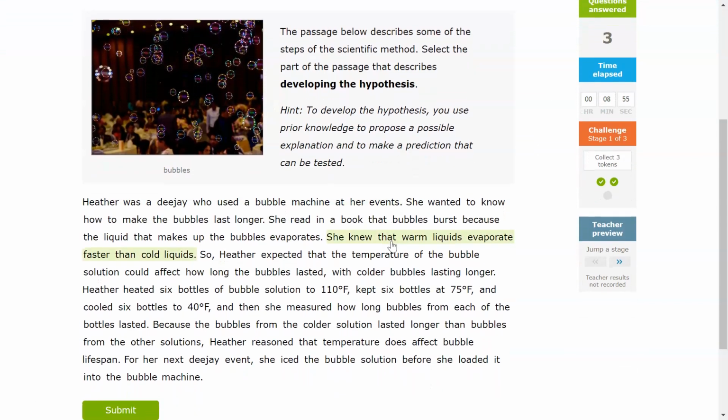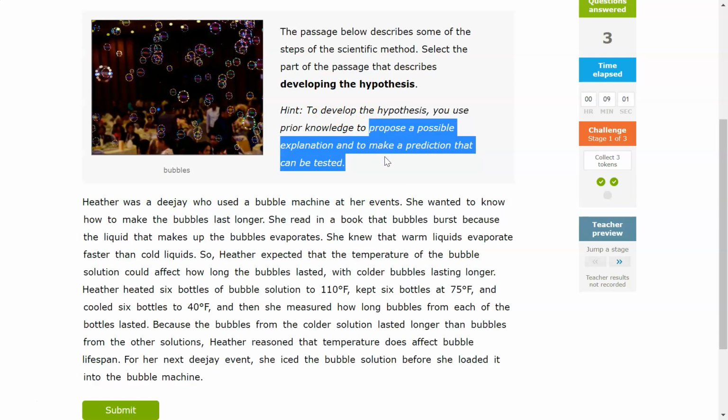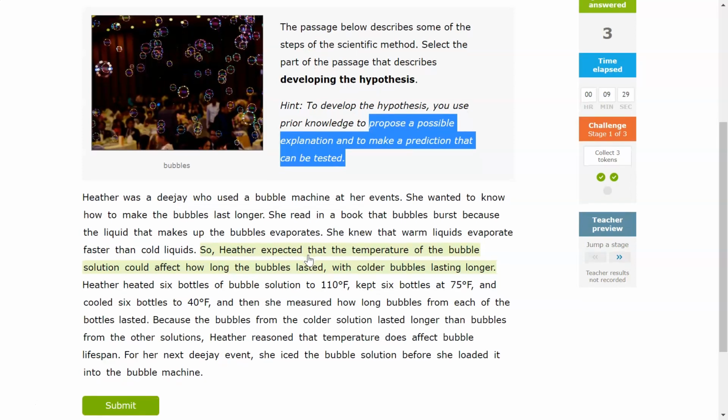Next one, developing a hypothesis. Once again, you're trying to propose a solution. So basically, what do you think is the answer? So Heather was a DJ. I'm going to skip. She wanted to know how to make the bubbles last longer. Maybe. She read in a book that bubbles burst because the liquid that makes up the bubbles evaporates. Okay. She knew that warm liquids evaporate faster than cold liquids. So Heather expected that the temperature of the bubble solution could affect how long the bubbles lasted, with colder bubbles lasting longer. So this sounds like she's trying to explain to us what exactly she thinks is going to happen. So I would go with that.